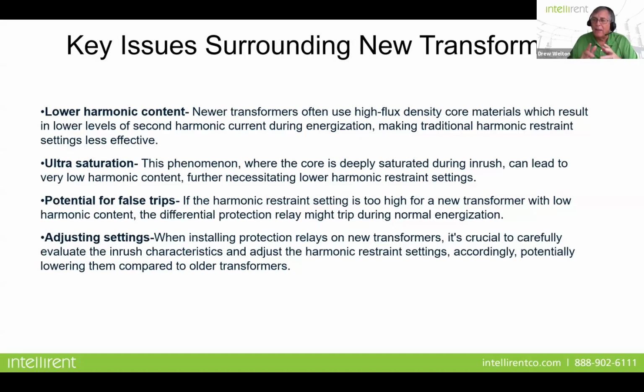Now, what is the best method to determine how much second and fourth harmonics you're going to see during energization? Well, take an oscillograph when you energize a transformer and get a good oscillograph that will show you exactly what the harmonic component is during the time it gets energized.